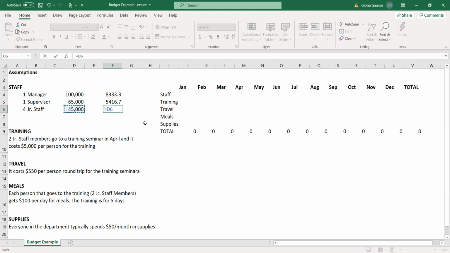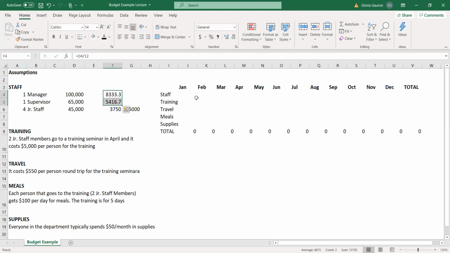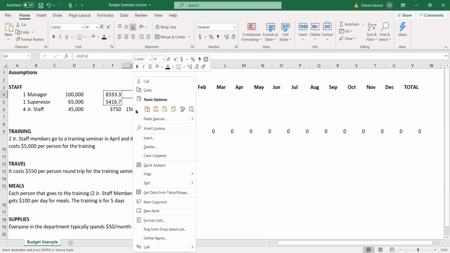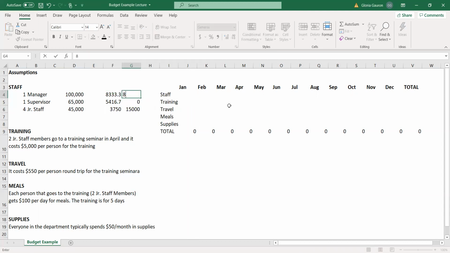So I'm going to take 45,000 and divide that by 12. And that's $3,750. But remember, we have 4 of them. So I'm going to take that number and multiply it by the 4. Okay, and that's 15,000 a month. So to make things easier, I'm going to just copy these over here. I have to copy special because it's a formula. So let me just put those numbers in.